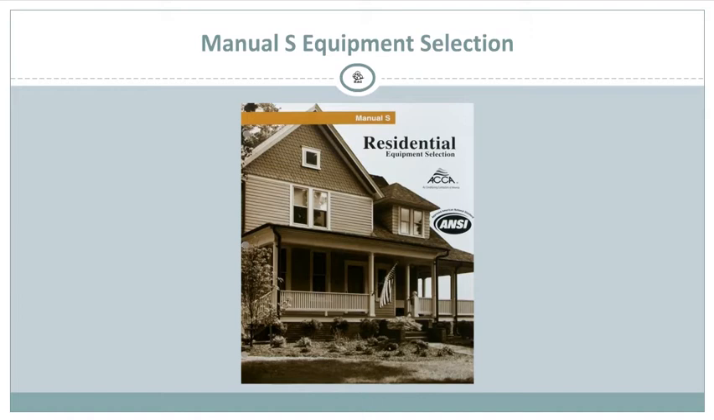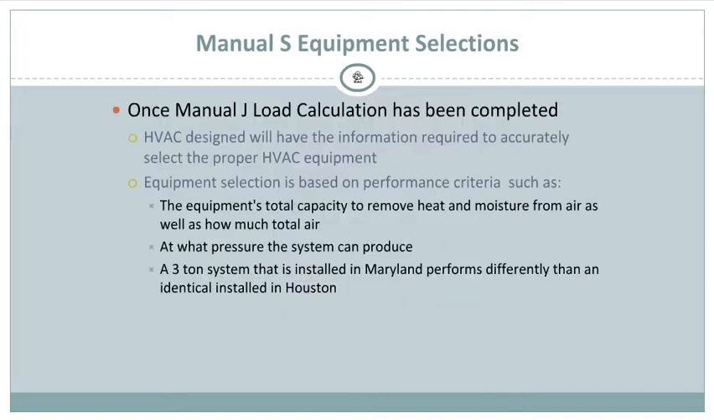And this is just what the Manual S looks like. Again, once the Manual J is done and completed, the heating design and the information required by the Manual J is going to tell you the equipment that you're going to need, the size of the equipment, the total capacity to remove any kind of heat or moisture from that unit, and then what pressure that system can produce.